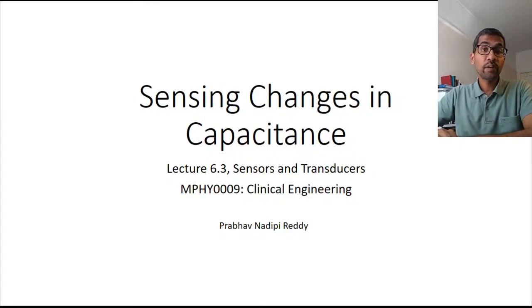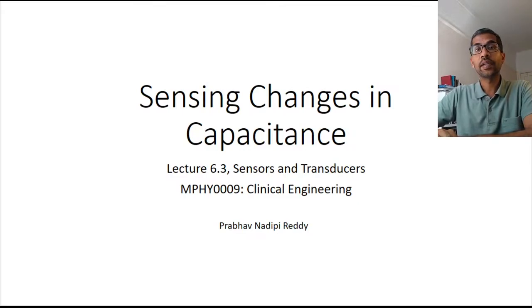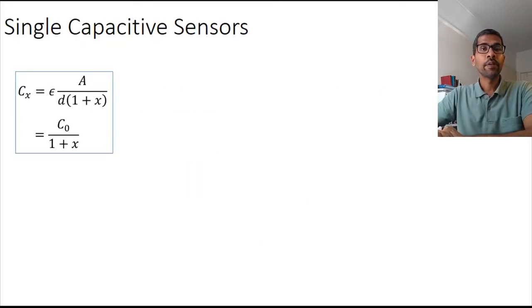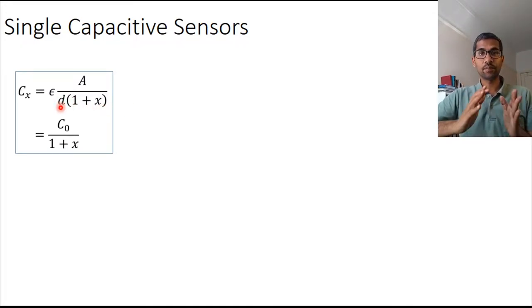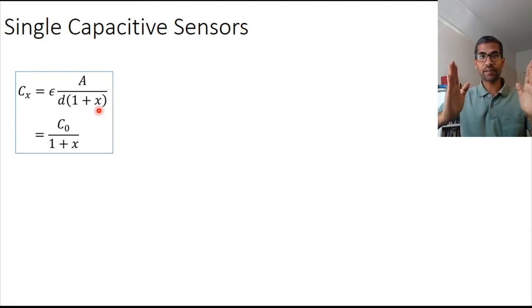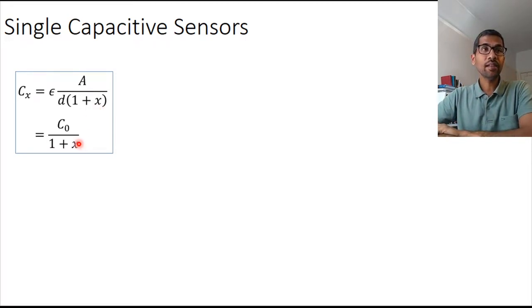Okay, we saw that one way of measuring changes in capacitance is by using AC voltage dividers. Let's look at a few more ways, and in this video we're going to look specifically at measuring changes in capacitance. One of the scenarios that you could have with capacitive sensors is that the physical quantity changes basically the distance between the two capacitive plates. Let's assume that you're measuring x, the displacement between the two sensors, and the capacitive plates are moving apart and coming together.